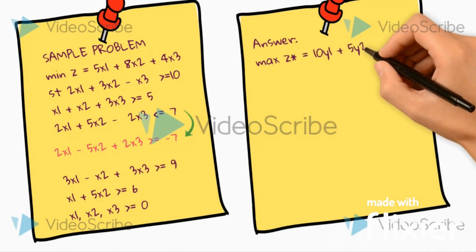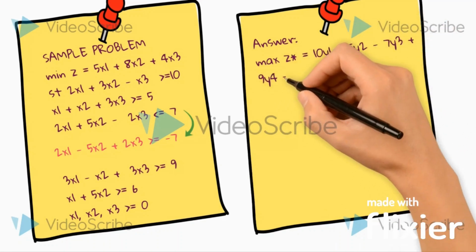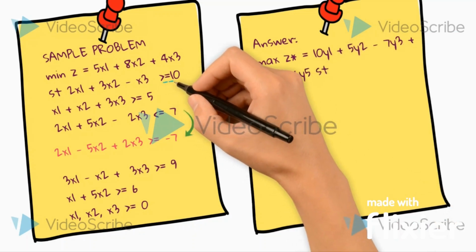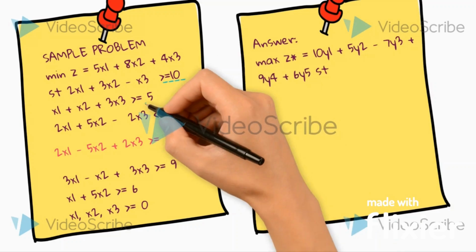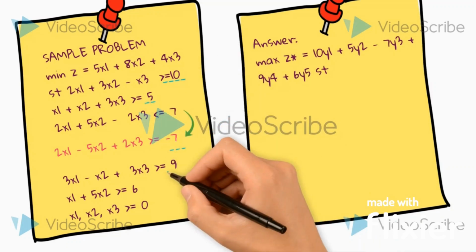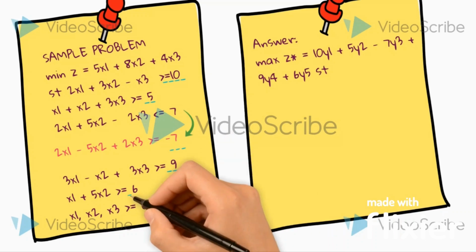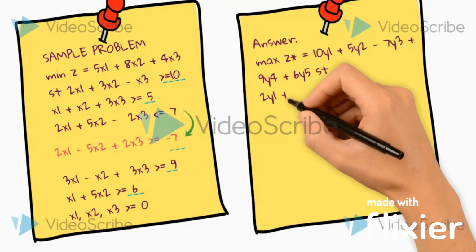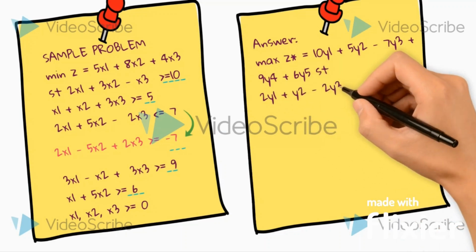Now let's write the objective of our dual. Max z star is 10y1 plus 5y2 minus 7y3 plus 9y4 plus 6y5. How are we getting this? This is basically the right hand side of the constraints of the primal. So we are taking a new variable y, y1, y2, and using these coefficients to write the objective of the dual. This is a standard procedure we need to follow.